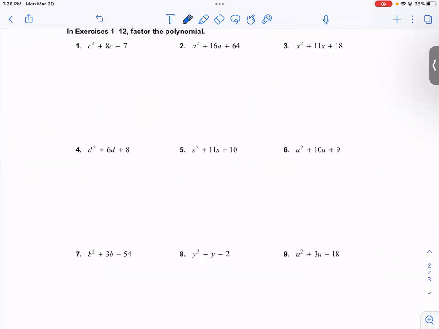All right. Turn the page. You and your elbow partner are going to factor 1, 3, 7, and 9.